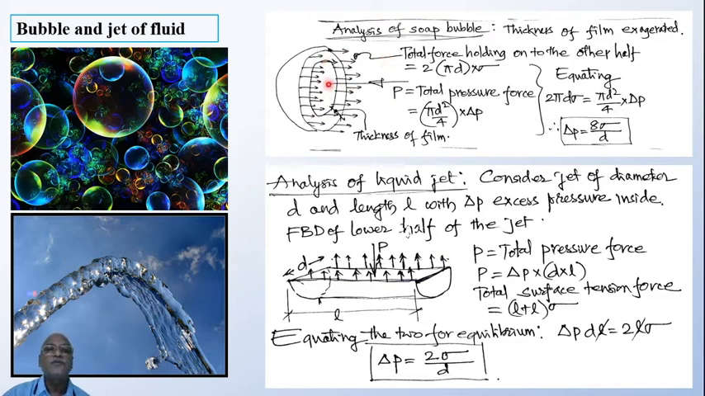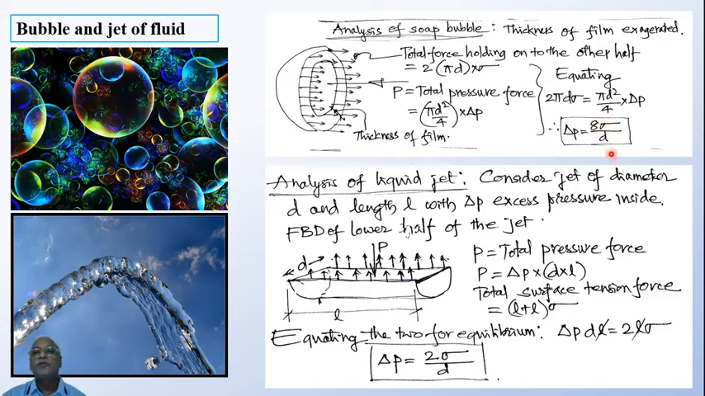Now what is the force which will be trying to push it out? That is P, which is acting on pi d squared by 4 area, with delta P as the extra pressure. Now for equilibrium, these two forces should be equal. So I put it as 2 pi d sigma equal to pi d squared by 4 into delta P. From this, delta P is equal to 8 sigma by D.